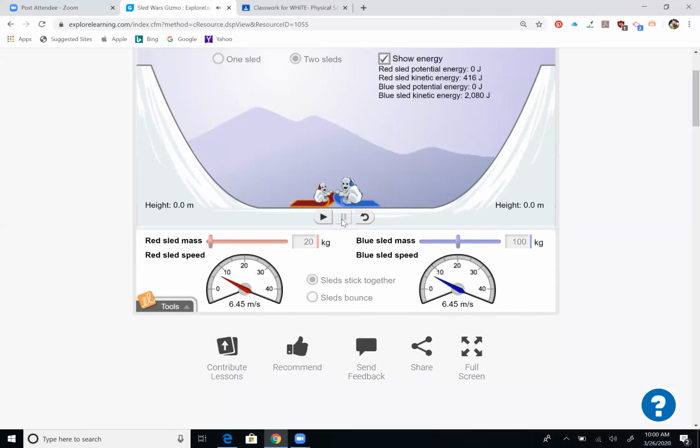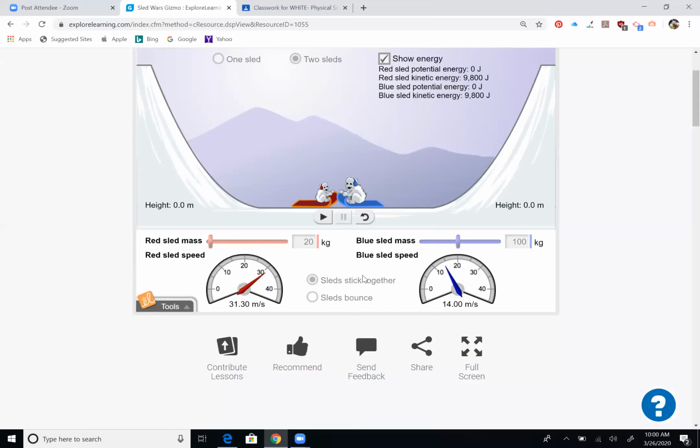Right before, I don't know if that counted, it's crashing. I'm going to play it one more time. All right, so they didn't crash. The red sled speed right now is 31.30 meters per second. So we're doing the whole column under 1. If you go down to blue sled speed, we're at 14 meters per second.